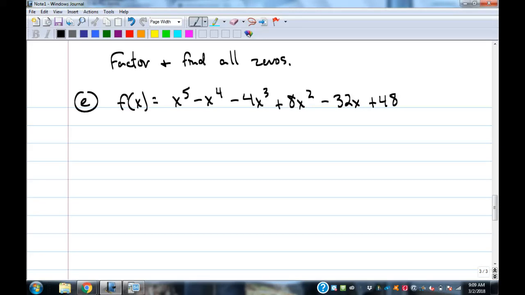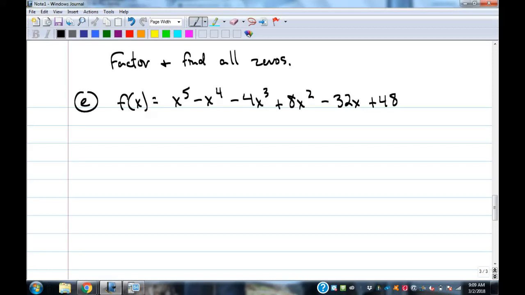Does that mean that it will cross the x-axis 5 times? No, not necessarily. It could bounce off the x-axis if we have a repeating 0. If it's a complex 0, will it even cross the x-axis? No. Complex zeros don't cross the x-axis. So we're going to see what happens here.